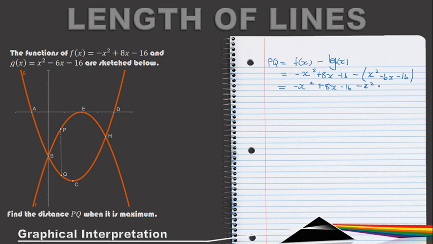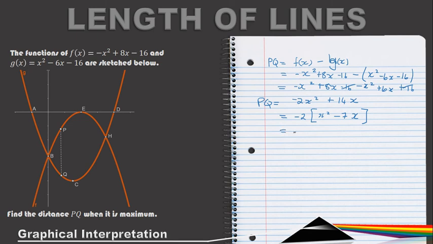So this is minus x squared plus 6x plus 16, and simplifying this is minus 2x squared. Then this becomes plus, these 16s cancel out, this becomes plus 14x. All right, so now we've got PQ in terms of x. So now to complete the square, I'm going to take the minus 2 out first. So that's x squared minus 7x.